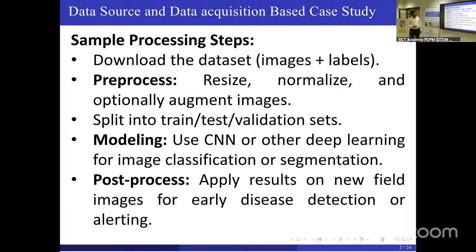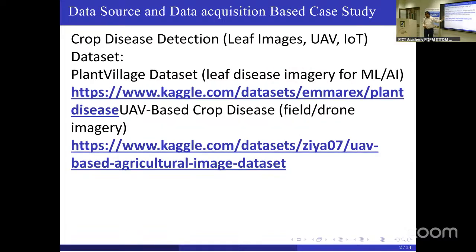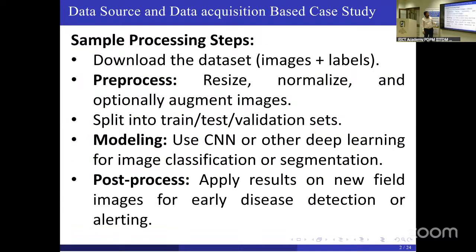So what do you need to do? Suppose you downloaded this data, but you have to start in your own way. You just download the data and resize it. If you are going to apply CNN or deep learning, these are the steps you need to follow for your precision agriculture related applications.